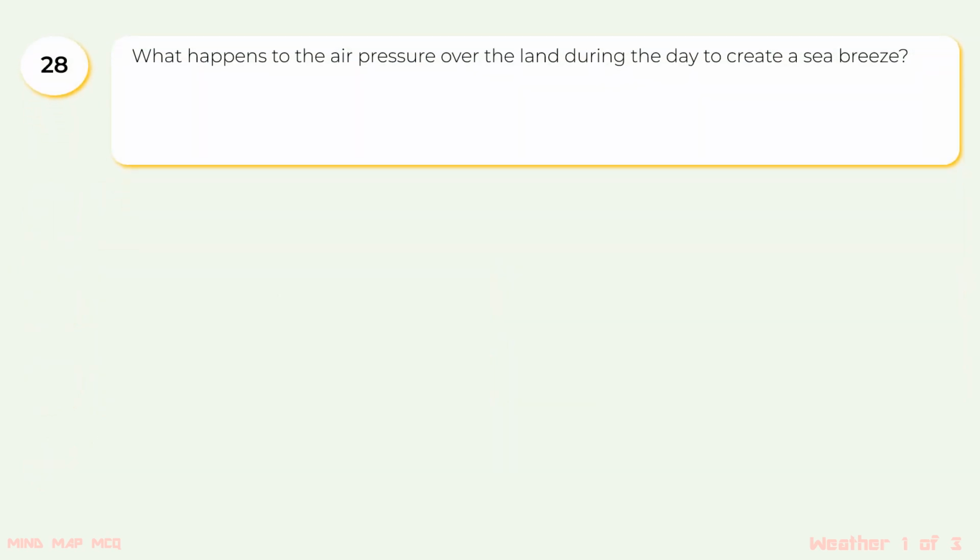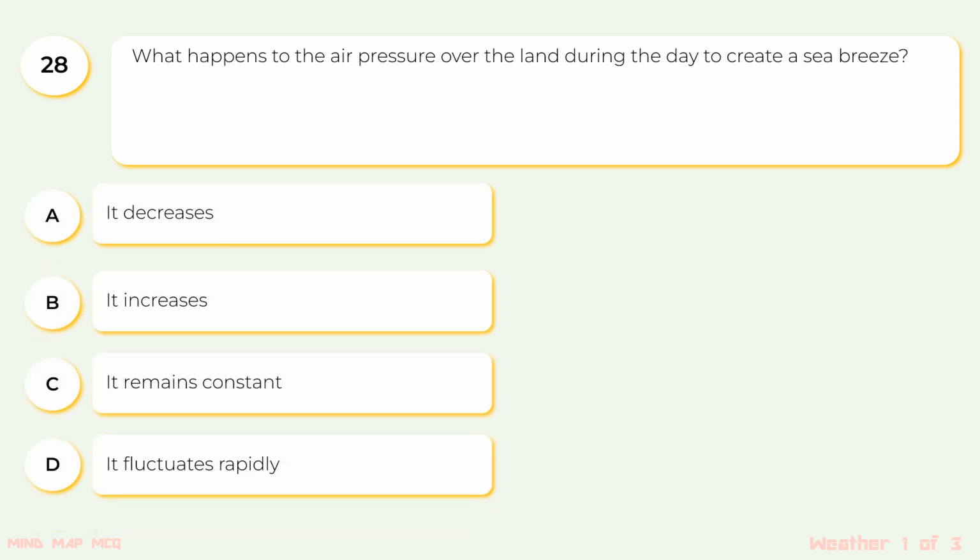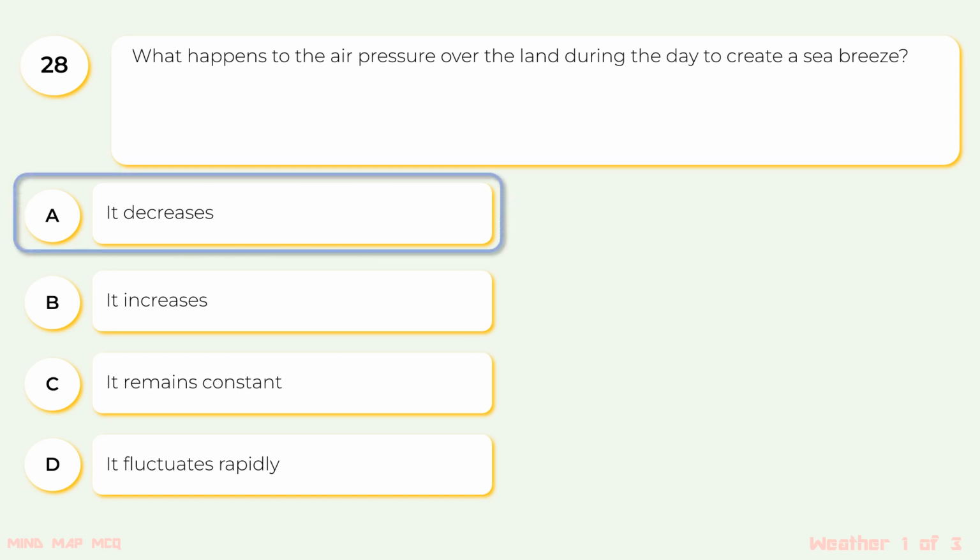28. What happens to the air pressure over the land during the day to create a sea breeze? The options are A. It decreases, B. It increases, C. It remains constant, D. It fluctuates rapidly. The correct option is A.